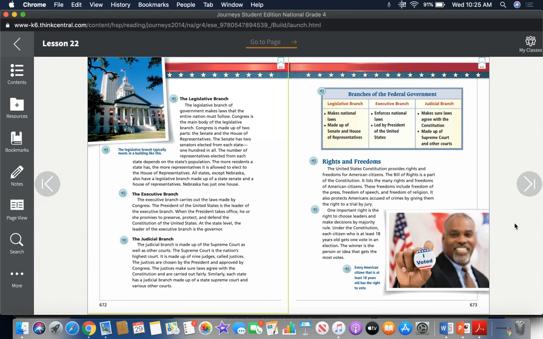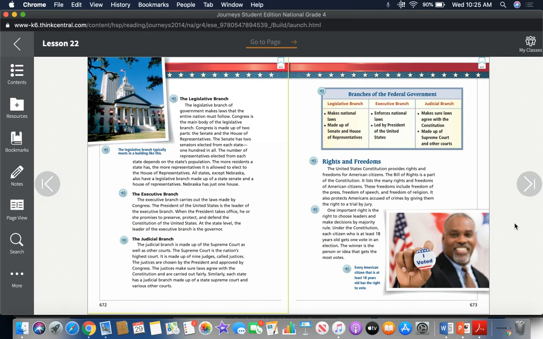The executive branch. The executive branch carries out the laws made by Congress. The President of the United States is the leader of the executive branch. When the president takes office, he or she promises to preserve, protect, and defend the Constitution of the United States. At the state level, the leader of the executive branch is the governor.